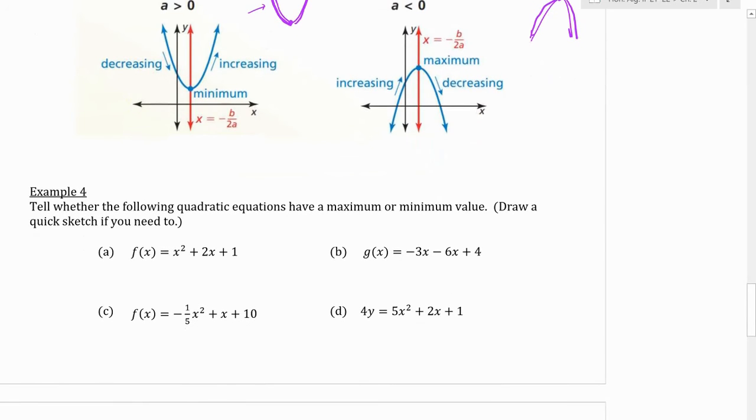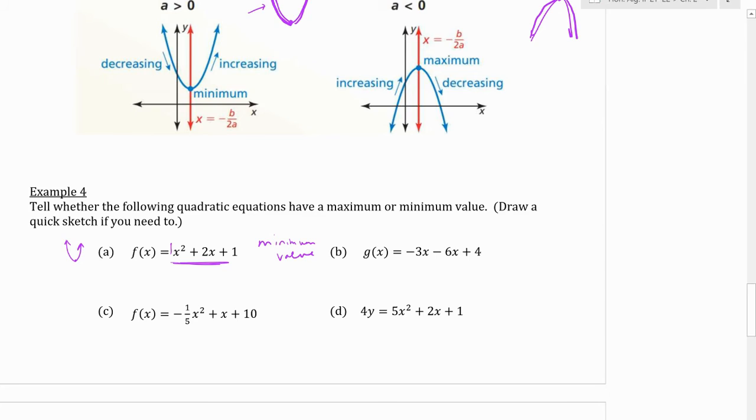Okay? So this is just tell whether the following quadratic equations have a maximum or a minimum value, and then draw a quick sketch if you need to. The only thing they're talking about, a quick sketch, is, oh, there's a positive in front of the x squared. It opens up. So this parabola would have a minimum value. And for minimum and maximum, you're going to hear me just say min and max, because that's the calculus teacher in me coming out. We say minimum and maximum so much that people just say min and max.